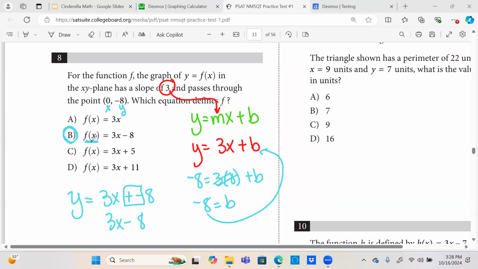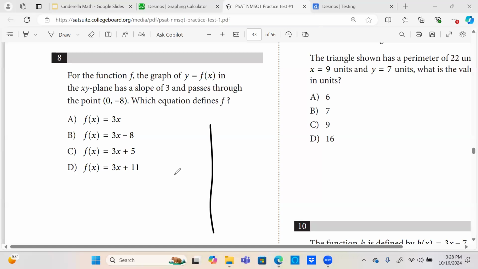F of x is just the function notation of y. Same difference. The other way you could have thought about that is graphically, it says it hits the point 0, negative 8. So over 0, down 8. And then it has a slope of 3. So up 3 over 1, up 3 over 1, something like that. That is the y-intercept.